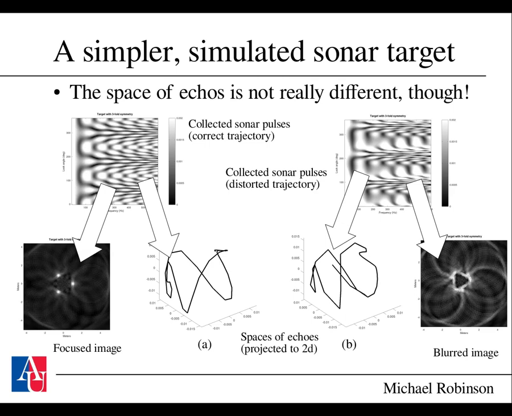If you try to pass it through the usual sonar processing chain, you get a blurred image on the bottom right. But if you look at the space of echoes, the A and B marks, they look very similar. They only really differ by sampling error. And this is why topological data analysis works. So that even though the trajectory has been distorted, the space of echoes is not.